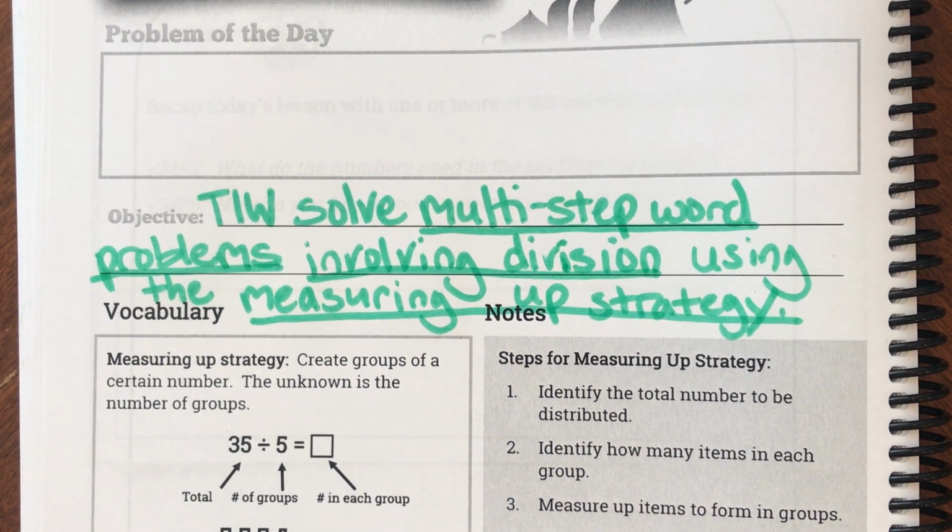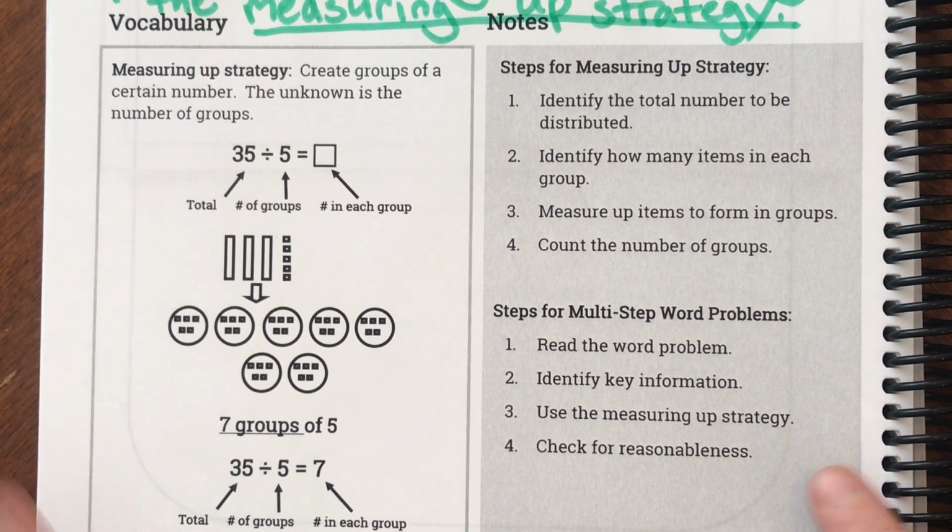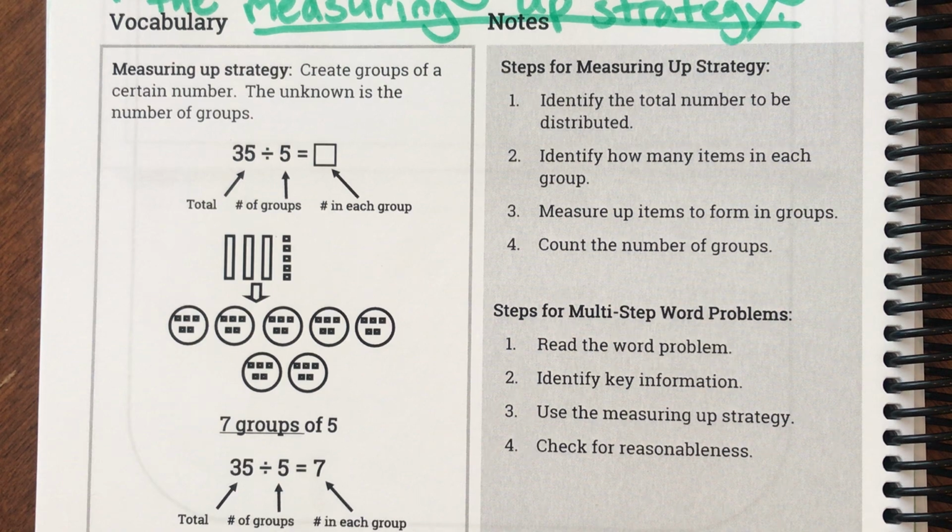Yesterday we did something called the dealing out strategy. This is called the measuring up strategy, okay? And they are pretty different. So let's look at our book, and there's an error in our book that we have to correct. It says the measuring up strategy: create groups of a certain number. The unknown is the number of each group.